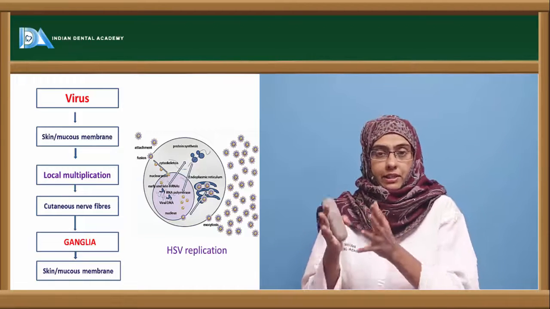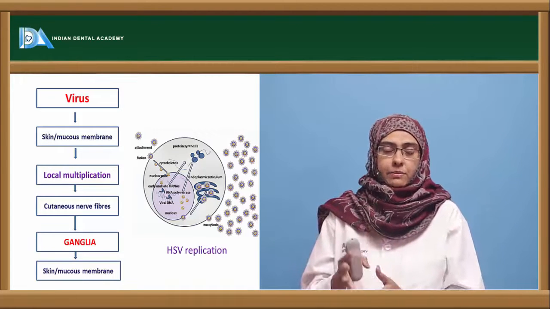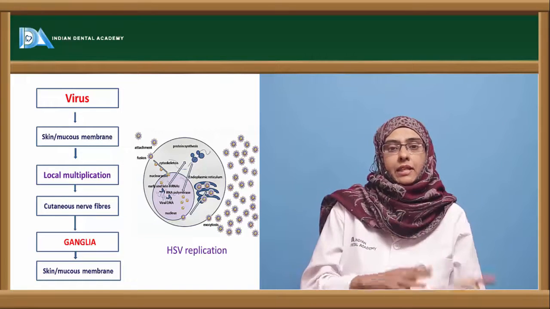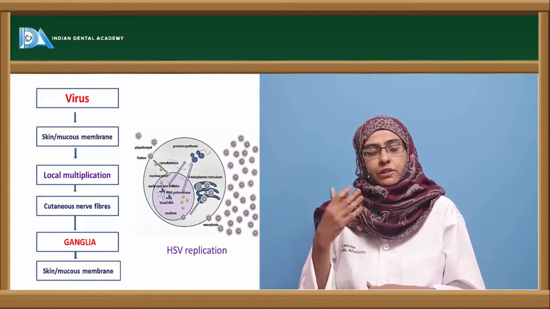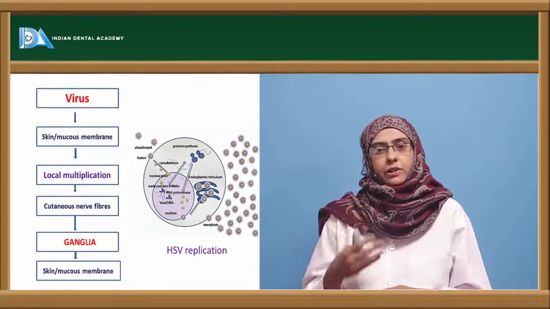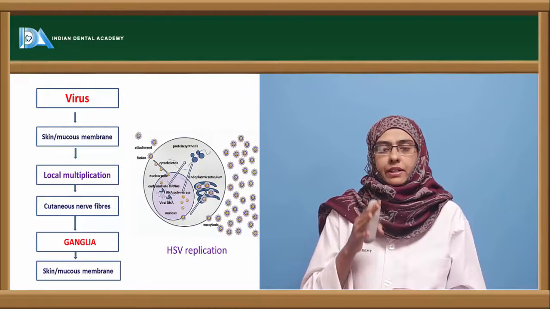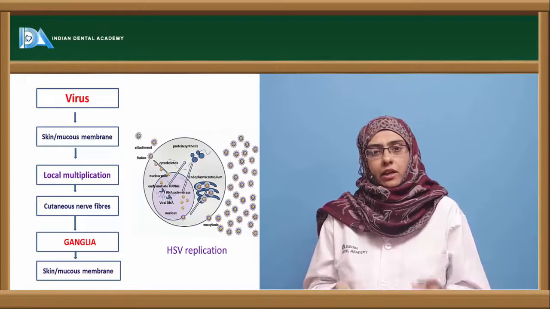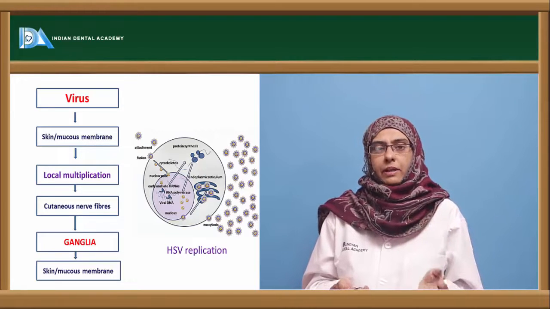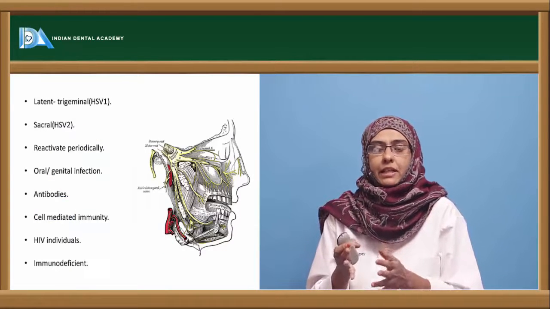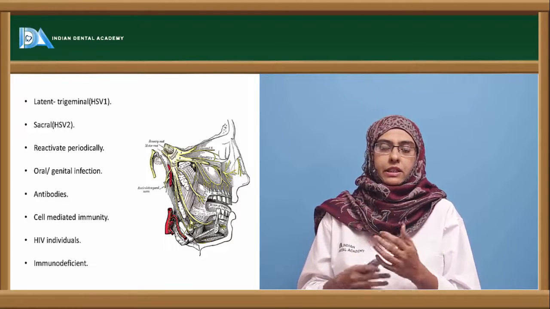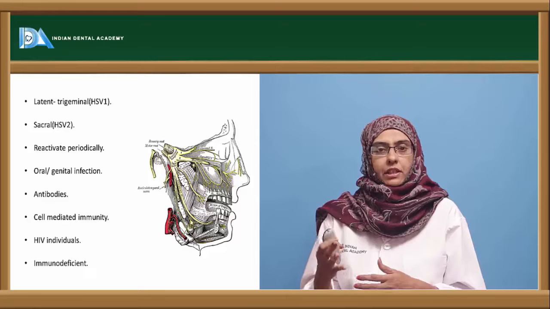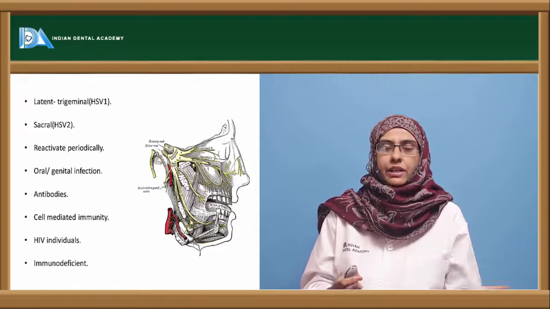But the important characteristic of this organism, as I told you, is that it causes both primary as well as reactivation infection. The reactivation infection is because of the ability of the virus to become latent in the infected host cell. So the organism can become latent in the ganglion, and causes reactivation infection upon getting activated due to a variety of factors.